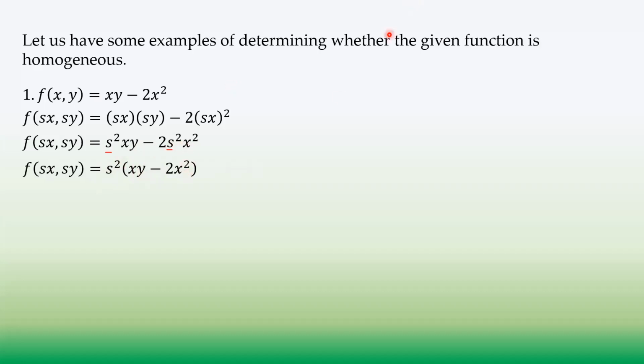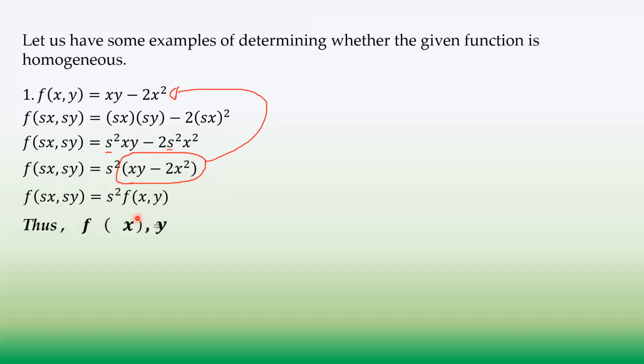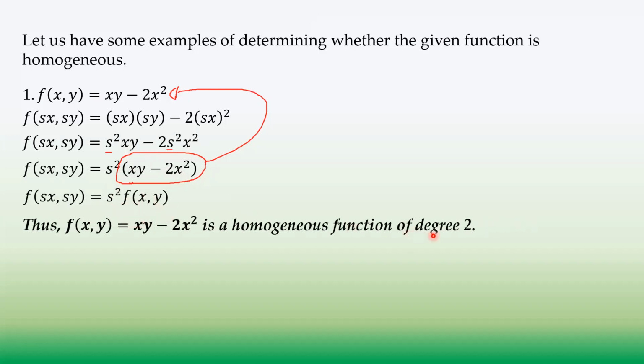Then, by inspection, makikita natin na yung naiwan sa loob ng ating parenthesis, yan ay yung ating original function, which is f of xy. Diba? After natin i-factor out si s squared, ang kalalabasan niya is yung mismong function, xy minus 2x squared. That's why we have s squared times the function of xy. So, na-express natin siya as s raised to n times function of xy. So, ibig sabihin, ito ay homogeneous function of degree 2. Yun, s squared kasi tayo. So, ganyan yung pag-check kung ang function ay homogeneous.